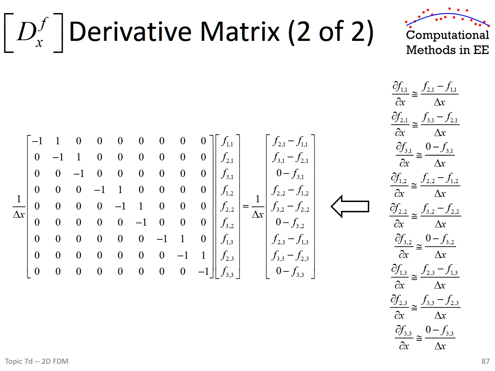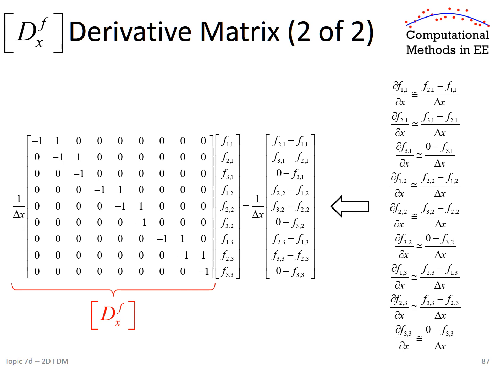So we'll do a few here. The very first row, we have an F21 minus F11. So we have a positive 1 in the F21 column and a negative 1 in the F11 column. Let's jump down to this row. We have a 0 minus F32. So we have a minus 1 in the F32 column. And then, of course, there's a 0, so nothing else appears in that row.